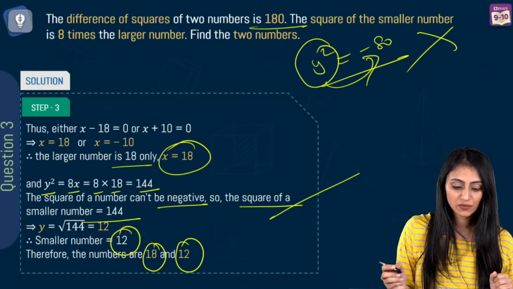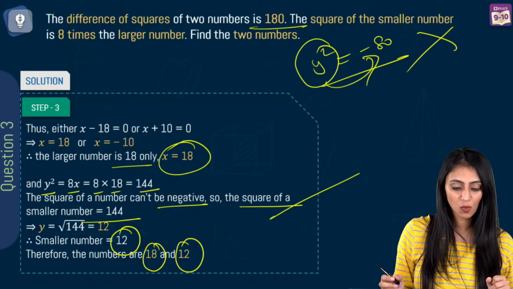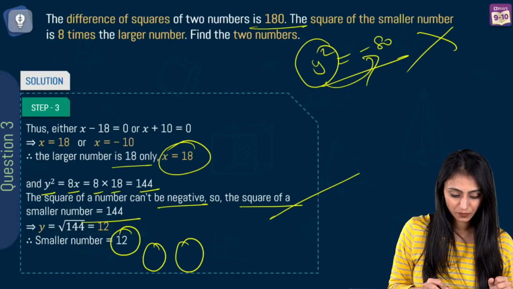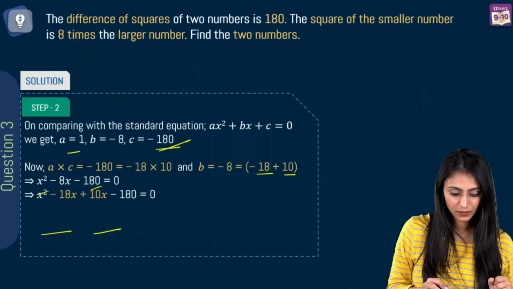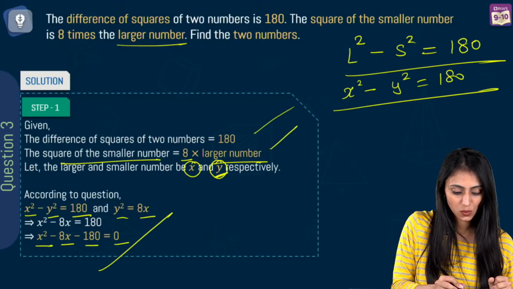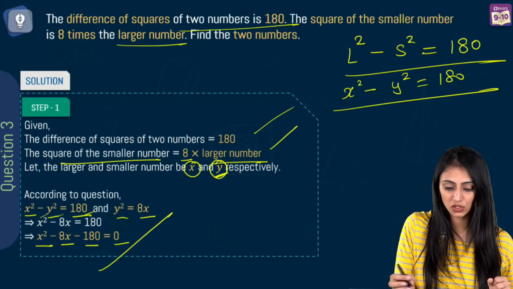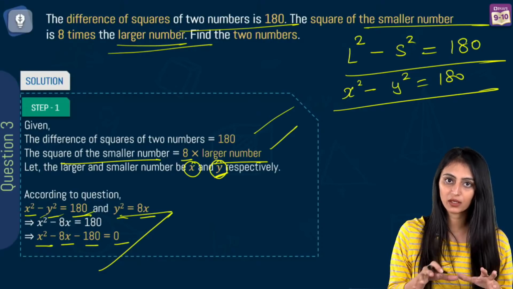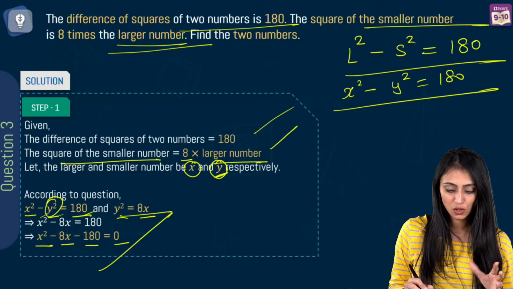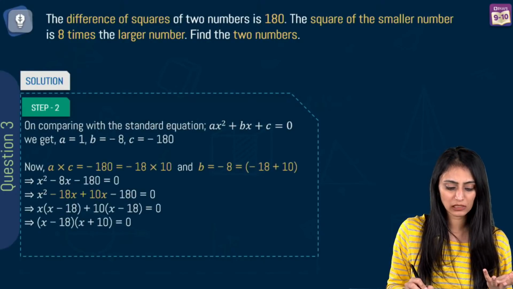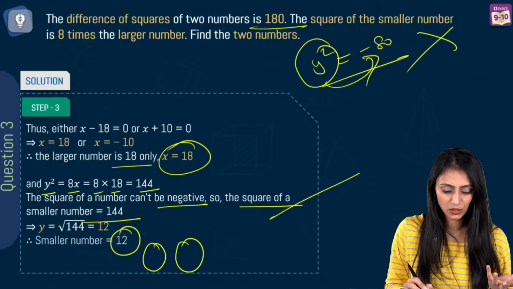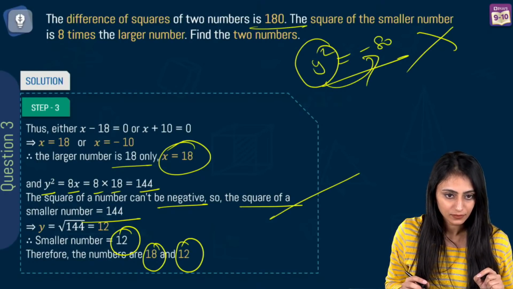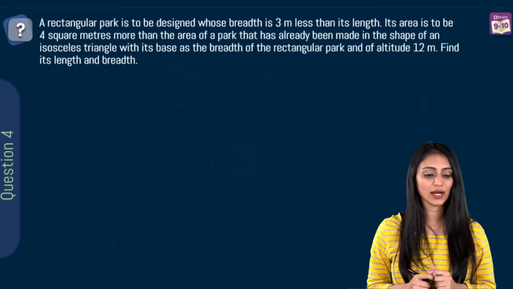So, difference of squares of two numbers we are talking about. So, the smaller number over here is y and the larger is x, right? So, simply we just wrote it like, let me just show you step 1. It's x square minus y square equals 180. That's our first equation. Square of the smaller number is 8 times the larger, that's y square equal to 8x. Let's put everything here, y square as 8x. Solve this equation and simplify, using middle term splitting or any method that you want to use to find the values of x and y. All right. Let's move ahead. Let's take a look at the next question.